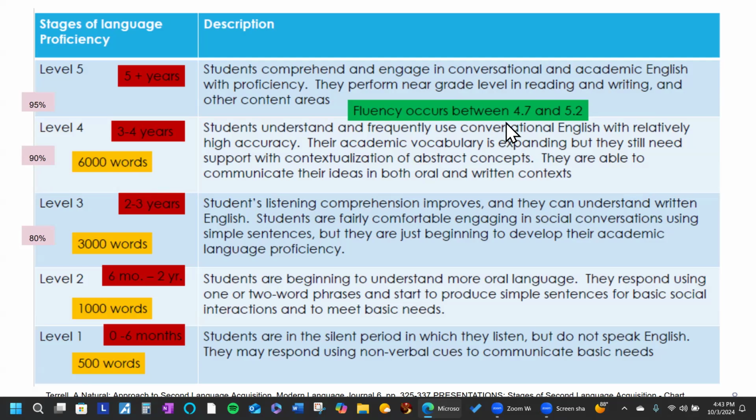Proficiency in English is between 4.7 and 5.2. Our cut score is 4.7 in Missouri. So when they get to level 5, they're at that 95%. So when they reach 4.7 or so, they're probably around that 95% when we exit them from the program. So this kind of gives you an idea of where they lie in that language acquisition, the number of words that they're learning and how they can understand the language.